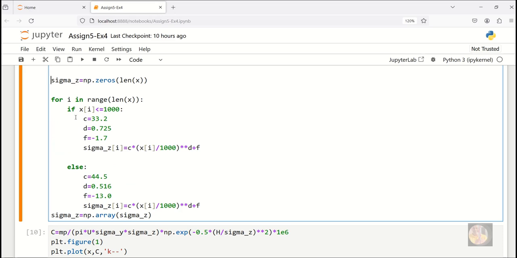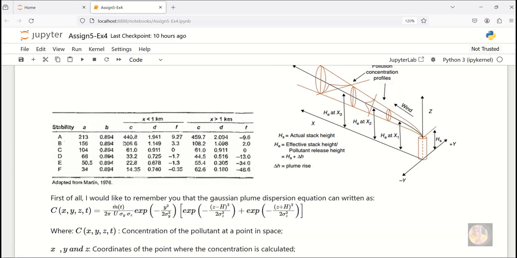So in this loop, what I'm doing is saying that for i going from 0 to the length of vector x, if x of i is less than 1000, less than 1 kilometer, I should take C equal to 33.2, because in my table here, if x is less than 1 kilometer in the atmospheric class D, C is equal to 33.2, D is equal to 0.725, and F is equal to minus 1.7. For x bigger than 1 kilometer, you should take this C, this D, and this F.